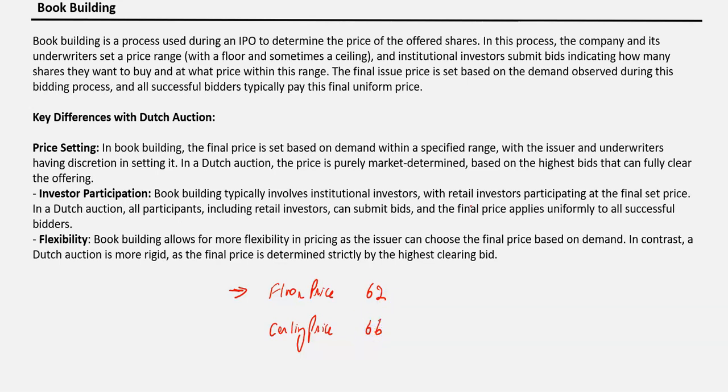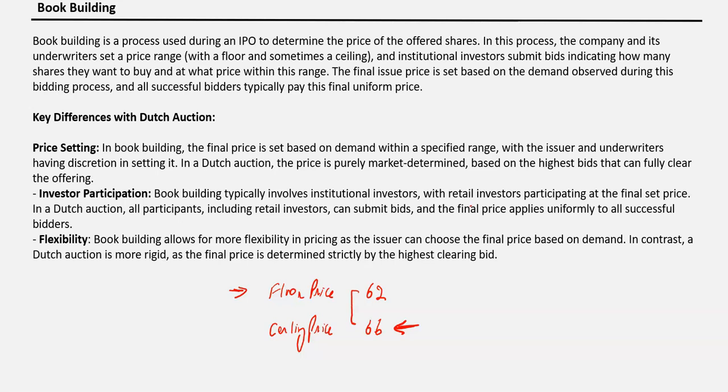And based on the demands, underwriters and investment bankers sit and look at the demand. Based on the demand, they will set the final price. If the demand is very high, very excessive, there is a likely chance that a higher price will be set. If the demand is lower, if the demand is not that great, any price between 62 and above can be set.